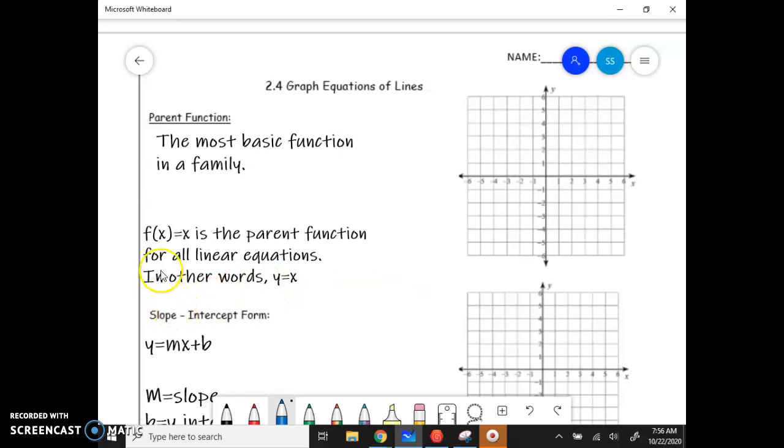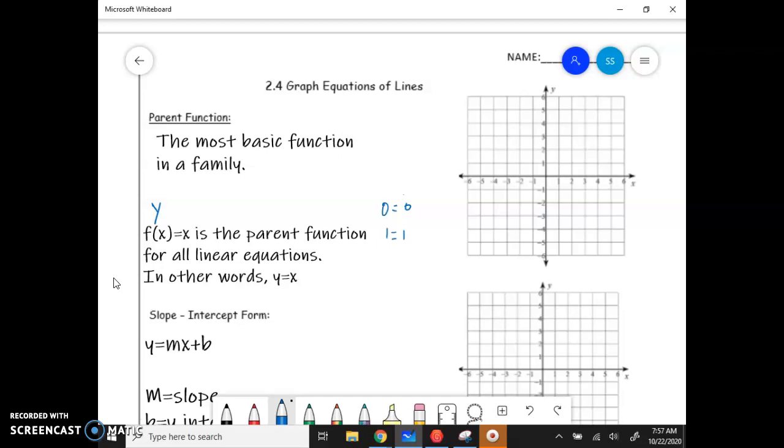And so for all linear equations, we have f of x equaling x as the parent function. Okay, so that's for all linear equations, that is the parent function. Another way to state this, f of x equaling y, is just y is equal to x, right? We mentioned that before, that f of x is the same thing as y. So this is just y equals x. Another way to think about that is they're just going to equal each other. So 0 is equal to 0, 1 is equal to 1. So the y and the x are equal to each other.